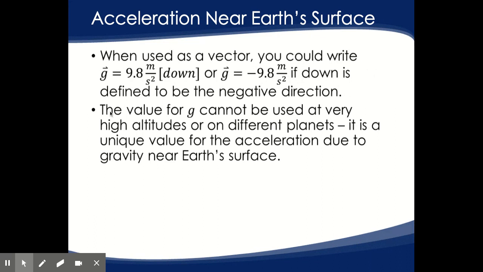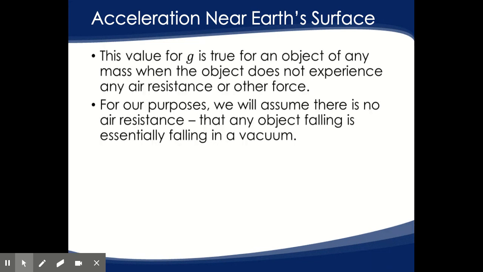assumed. So the value for g cannot be used at super high altitudes, like I just mentioned. At the top of a mountain there would be a slightly different gravity value, and obviously not on different planets, because gravity is not the same everywhere. That's why you can float around in space and on the moon. When we talk about gravity, we're using 9.8. This is true for any object, no matter how big or small, when it's not experiencing air resistance or other forces.